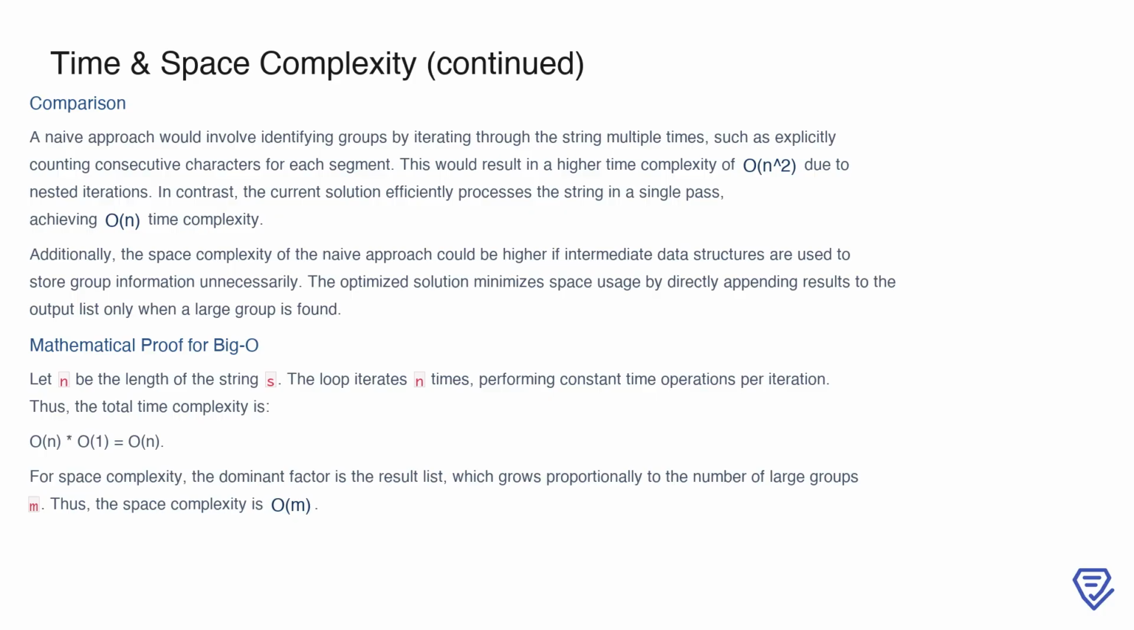Additionally, the naive method could use unnecessary intermediate data structures to store group information, potentially increasing space complexity. The optimized solution avoids this by directly appending results to the output list only when a large group is identified, ensuring the space complexity remains O(m). Mathematically, the single loop iterates n times with constant time operations per iteration, confirming the overall time complexity is O(n). Similarly, the result list grows linearly with the number of large groups, resulting in a space complexity of O(m).